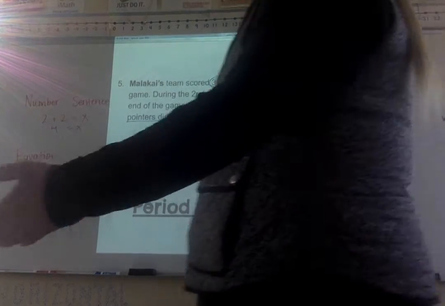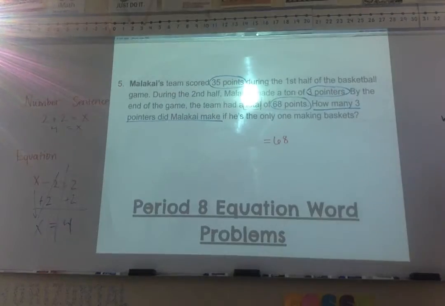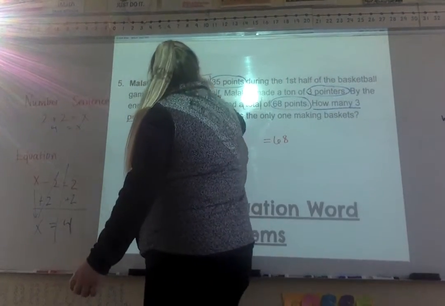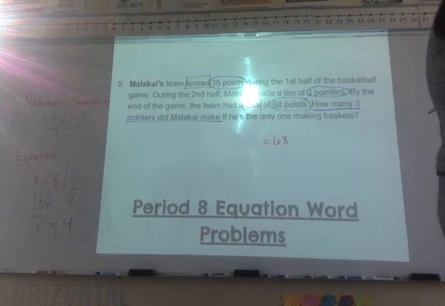Not shots. Another S word that's specific to basketball. Scored. Scored would mean we add that, okay? He got those points. So I'm going to box scored. The team scored during the first half. During the second half, and so on.